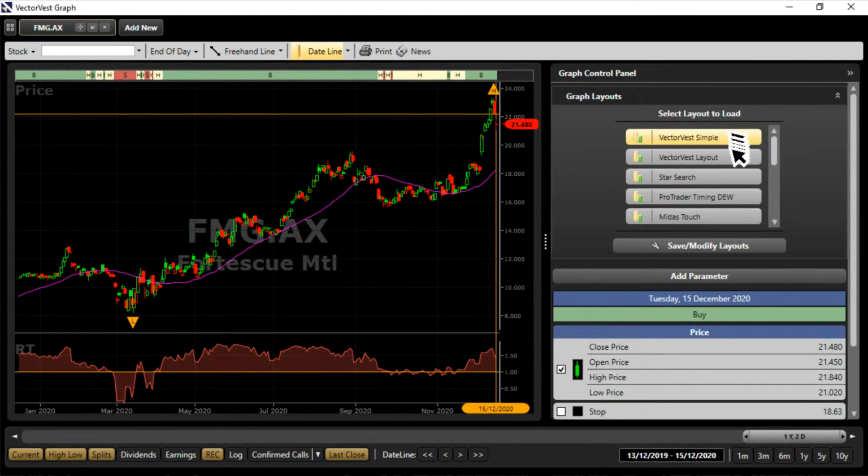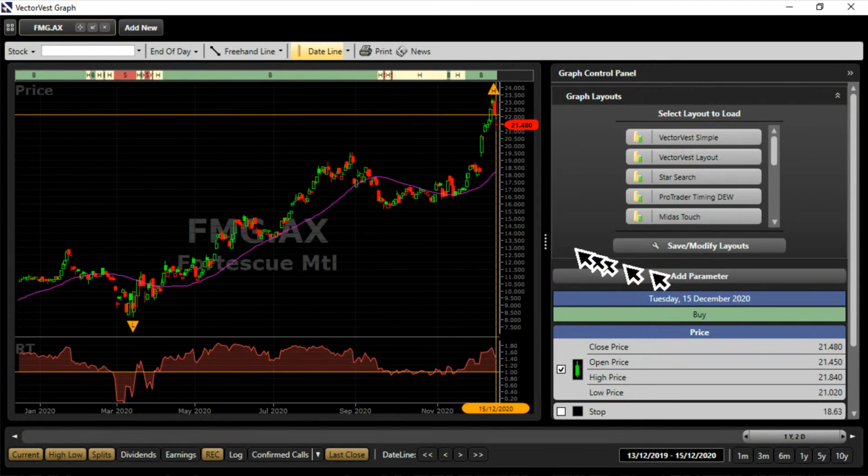Graph layouts, VectorVest layout. Price and direction going against you would be step 1. Through the 40-day moving average would be step 2. RT going below 1 would be step 3. And the 4th and final step is when rec equals sell. That's only when you would be looking to get out. All right, with that said, I'll get in and answer your questions now.